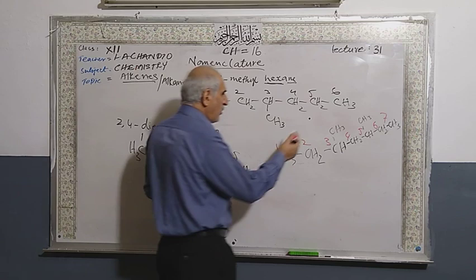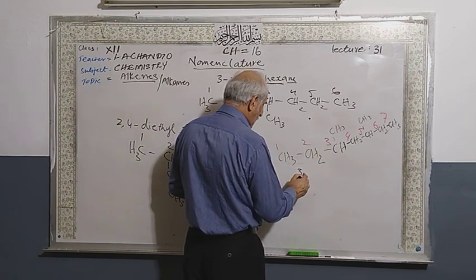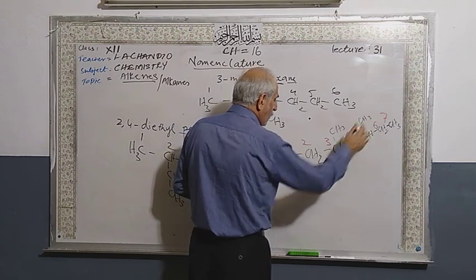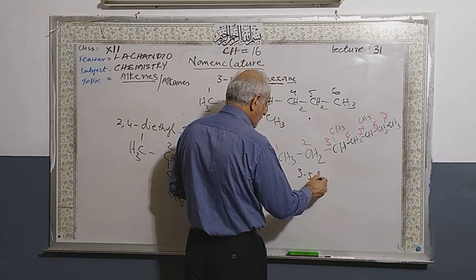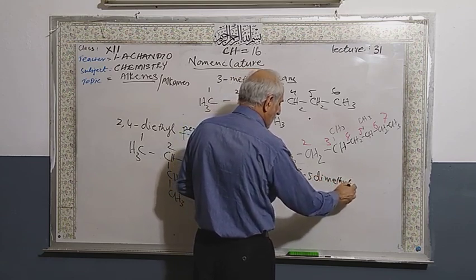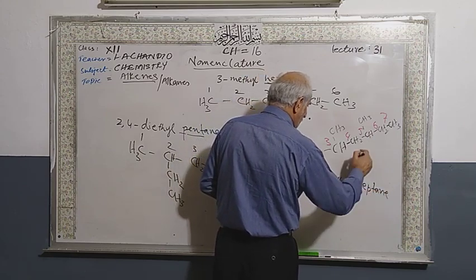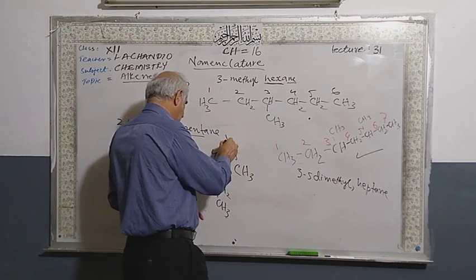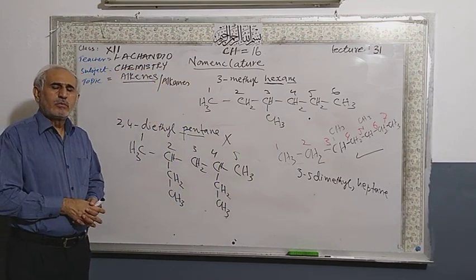So now the correct name of this compound will be 3,5-dimethyl heptane. This is the correct, this is the wrong. Like this.